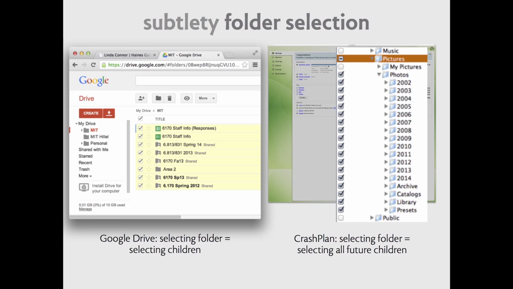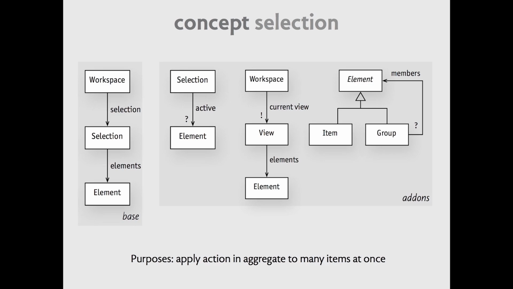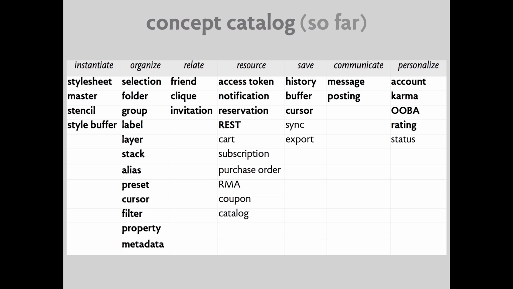Another final example: what does it mean to select a folder? It can mean very different things. For example, in Google Drive, when you select a folder, it's equivalent to selecting its children. But in CrashPlan, when you select a folder, what you're saying is, I want to back up this folder, which means that if you ever put another file or folder into this folder, I want that to be backed up too. So this is actually a very subtle distinction where the selection of the folder means completely different things. And we can build models that explain all this with different variants to explain these different features. So I have a catalog of these concepts that I've been building.